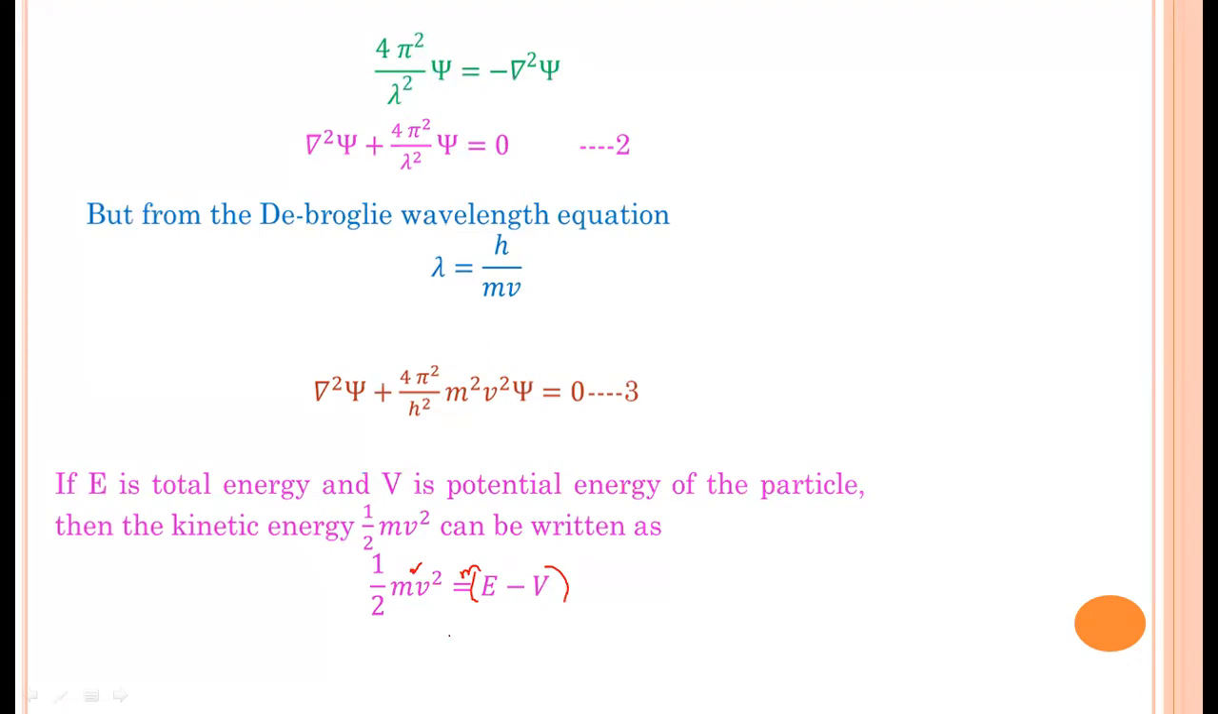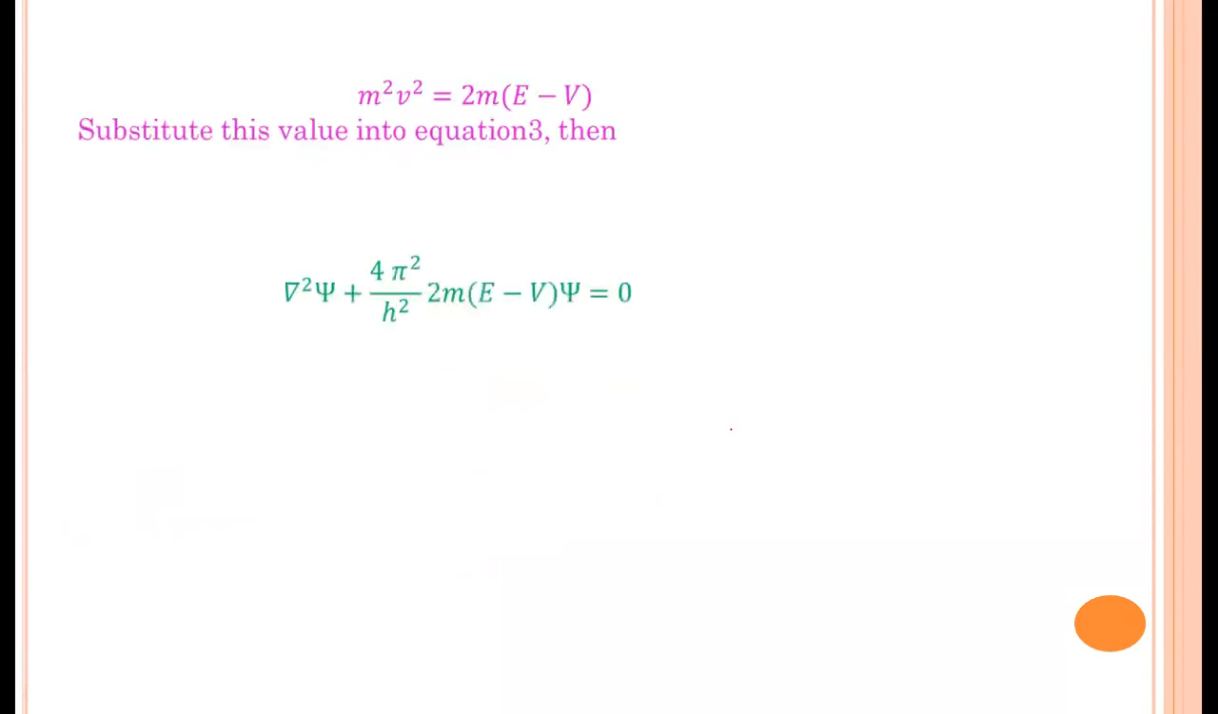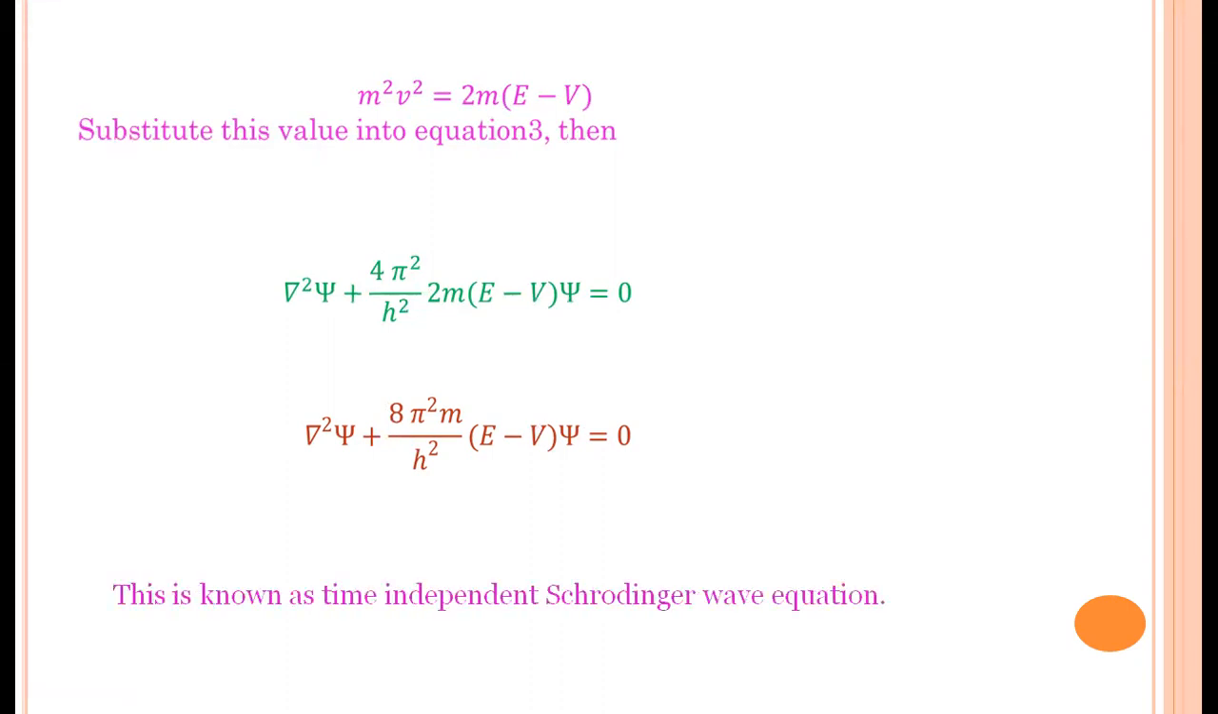When this m²v² value is substituted in the above equation 3, then ∇²ψ + (4π²/h²)·2m(E − V)ψ is equal to 0, where of course 2 into 4 is 8. That is, ∇²ψ + (8π²m/h²)(E − V)ψ is equal to 0. The remaining terms are all as usual. This is called the time independent Schrodinger wave equation.